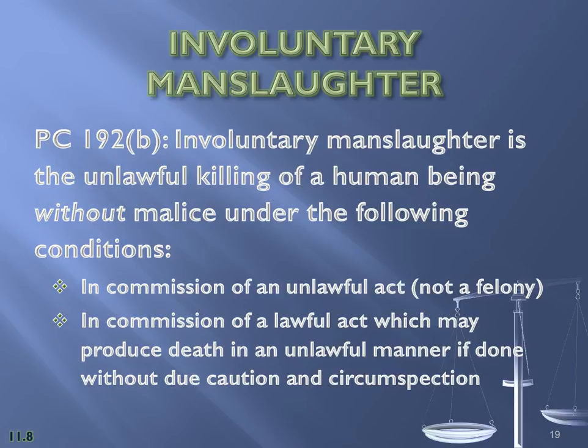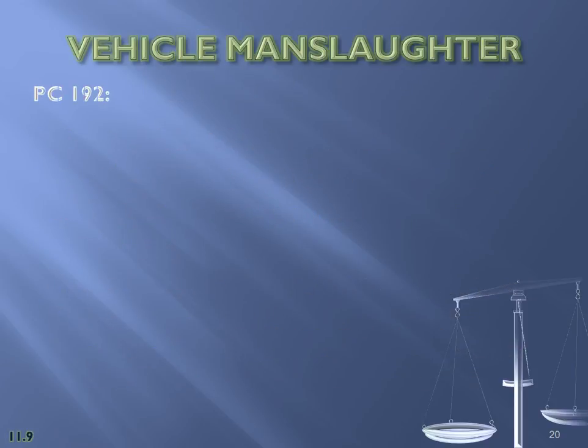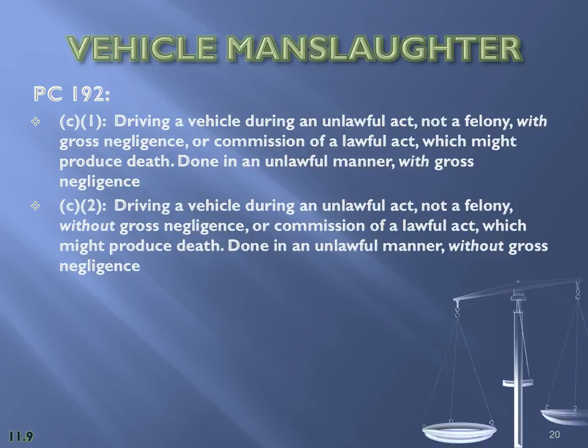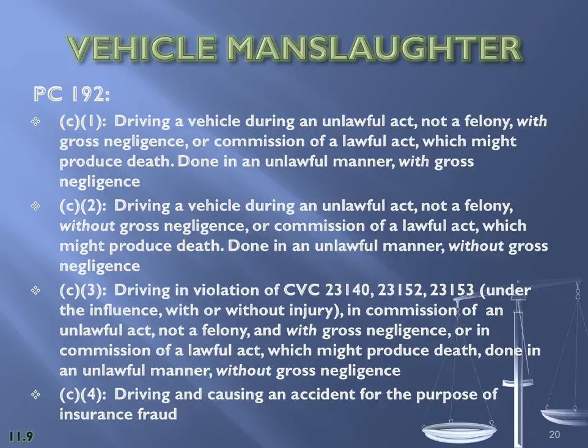Now let's move to involuntary. 192B, involuntary manslaughter is the unlawful killing of a human being without malice under the following conditions: in the commission of an unlawful act, not a felony; in the commission of a lawful act which may produce death in an unlawful manner if done without due caution and circumspection. So involuntary manslaughter, again, in the commission of an unlawful act not amounting to a felony, or in the commission of a lawful act which might produce death in an unlawful manner or without due caution and circumspection.